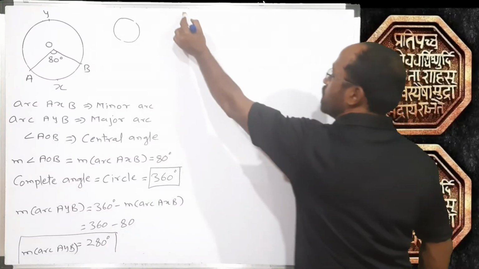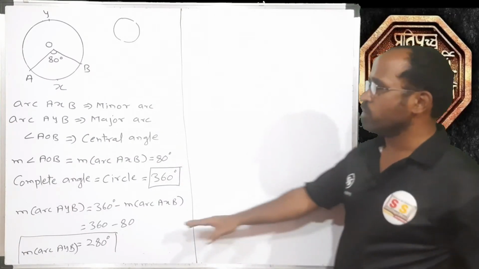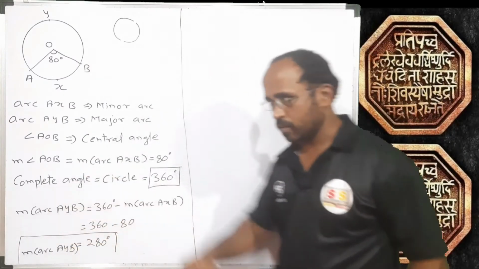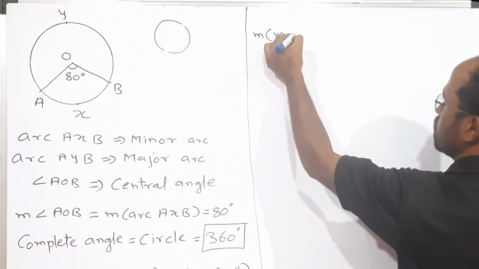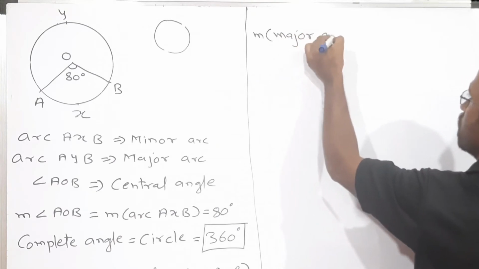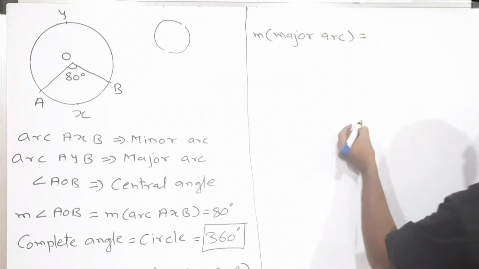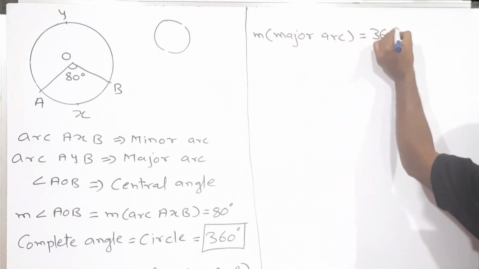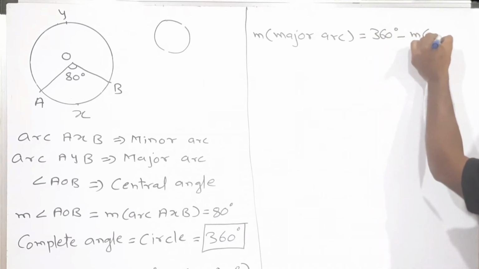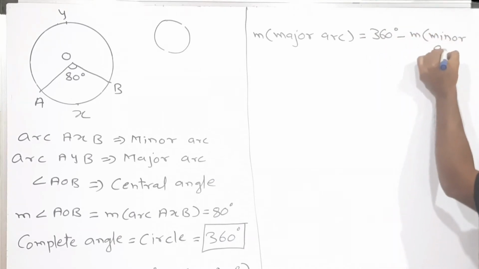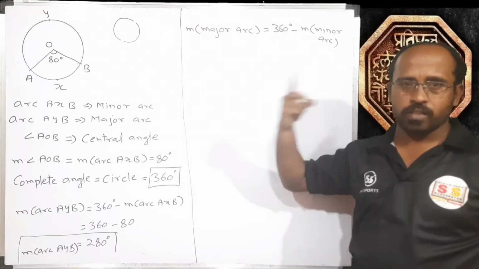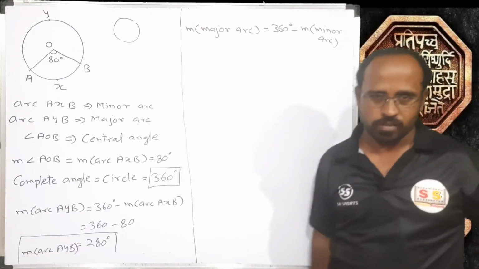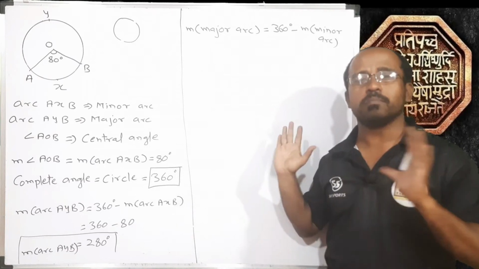So students, here we got one formula. The formula is: measurement of major arc is equal to 360 degree minus measurement of minor arc. It contains two values. If any one is given, we can find out the remaining one. Clear? As simple as it is.